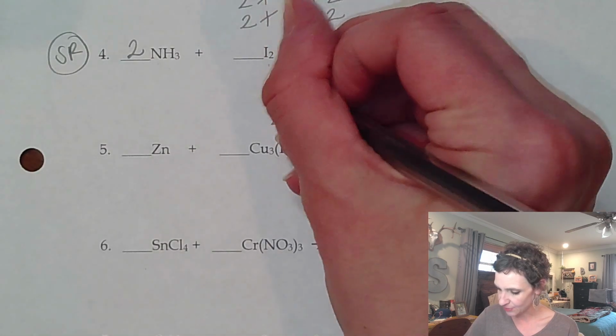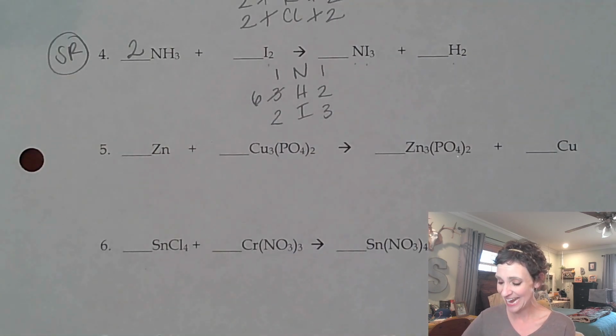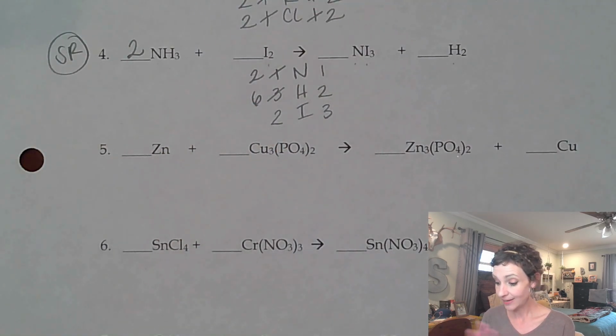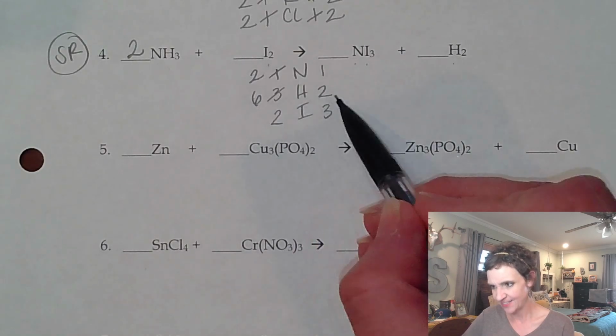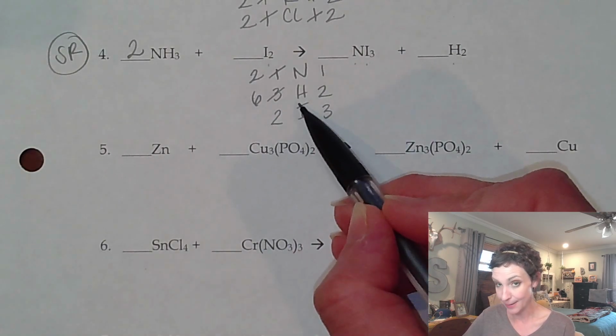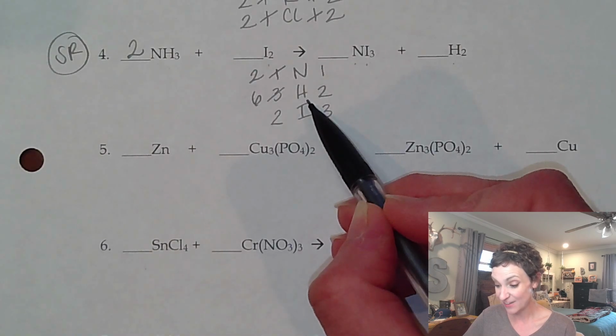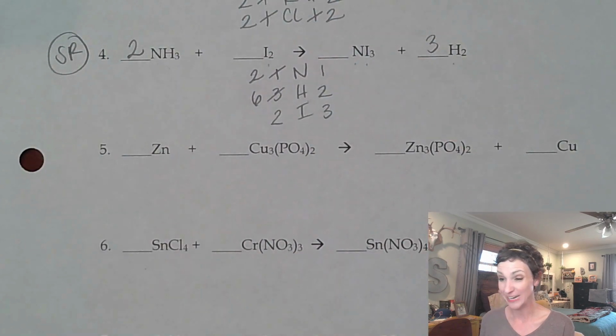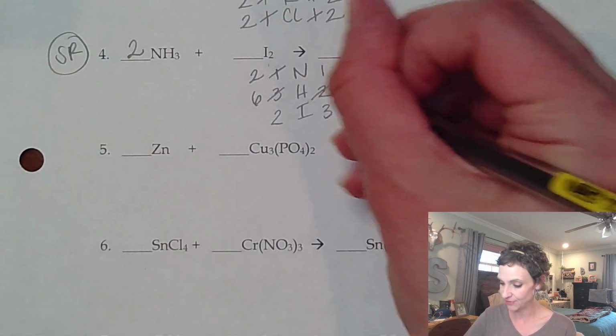That gives me now a total of 6 hydrogens, and it gives me 2 nitrogens. Okay? Well, I can fix some things. Let's start by fixing the thing that we started off trying to fix by doubling. Let's fix the hydrogens and see if we can get him to also be 6 on the product side by placing a 3 in front of H2.